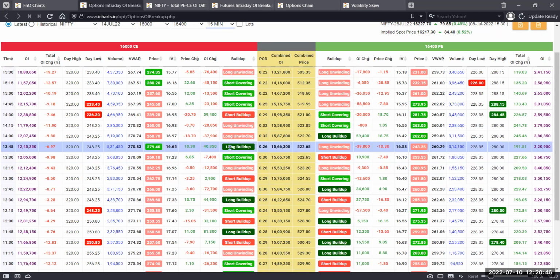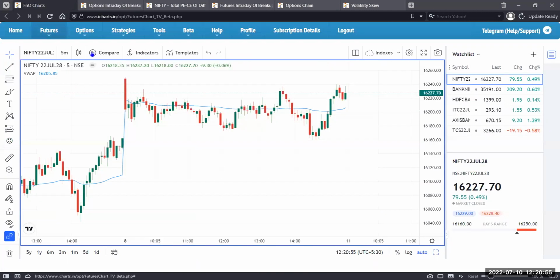Now this is significant. This 1345, this is a signal. Significant unwinding, significant buildup here. So I'll just see 1345 close. 1345 close. Wow. 1345. Surprisingly, this has given a signal here, actually. Surprising. At 1345, this bar gets closed at 1345.